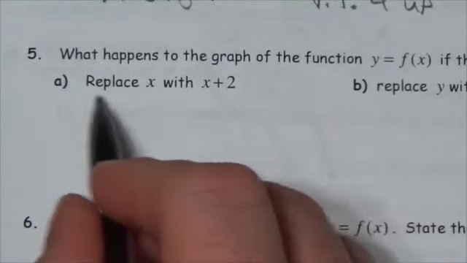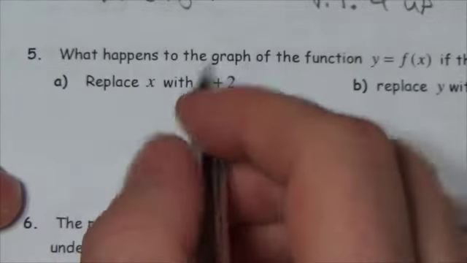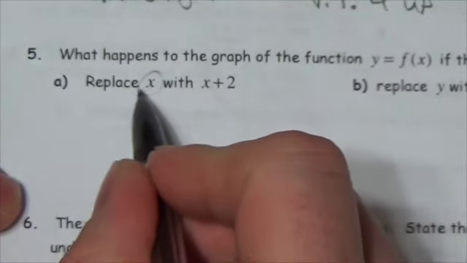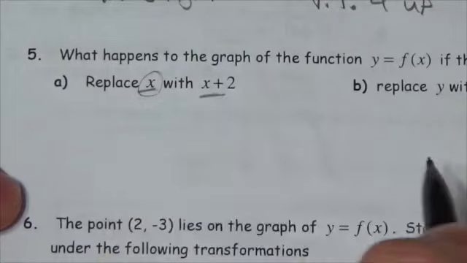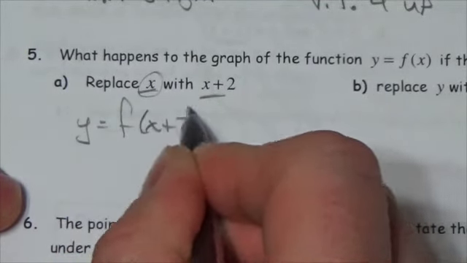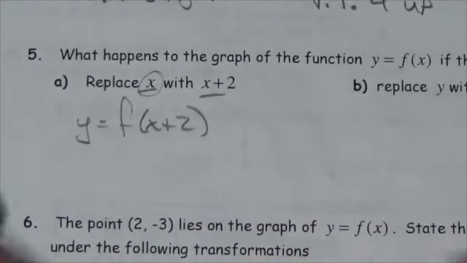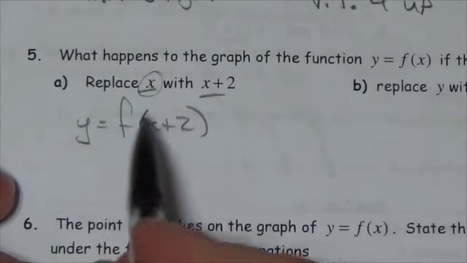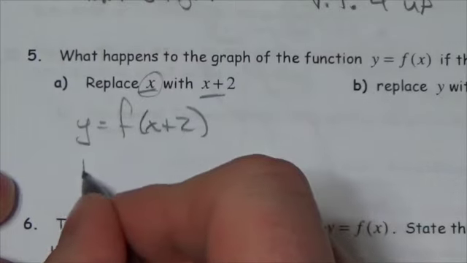So remember, when I talk about replacement, I'm talking about replacing it within the function. So I'm going to replace the x, the independent variable, with x plus 2. So this means f of x plus 2 inside the function here. Now I can identify the transformation because to get x by itself I'd have to subtract 2.